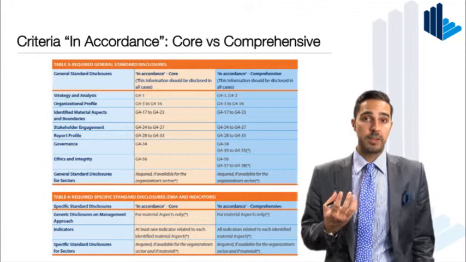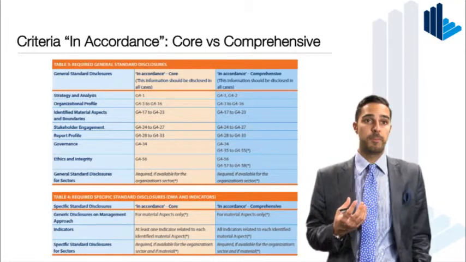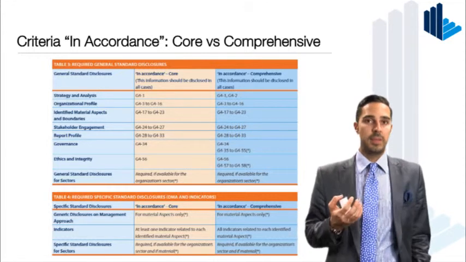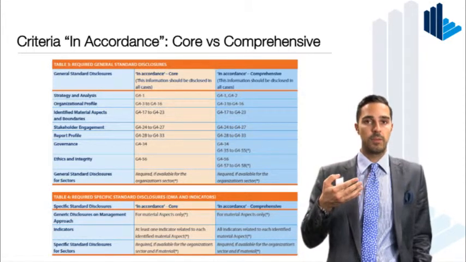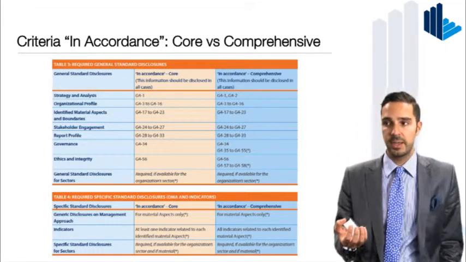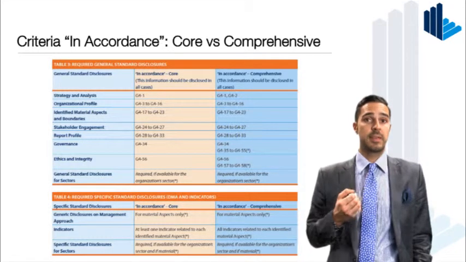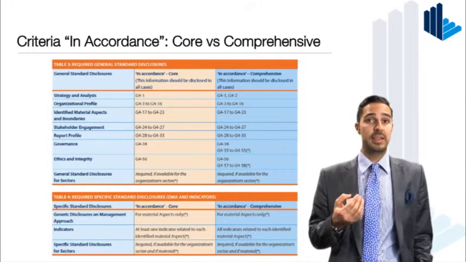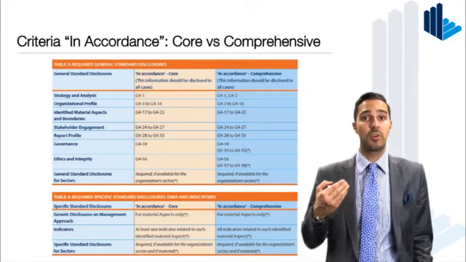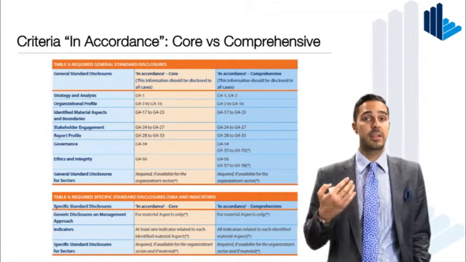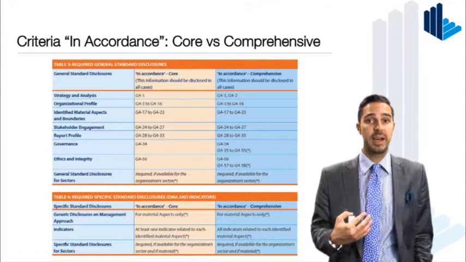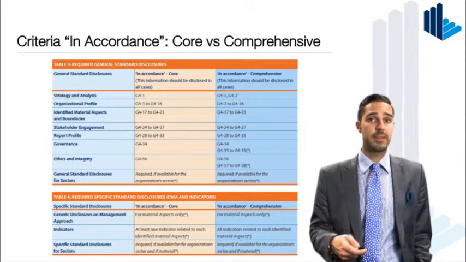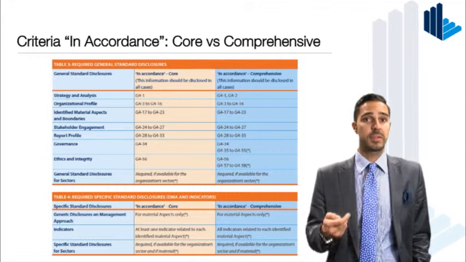Basically, you can decide to develop your report at different levels. There are two levels. There is what is called the in accordance core reporting. This means you develop the basic indicators that really describe your business activities, or you can develop what is called an in accordance comprehensive report. This means you are disclosing all indicators that are suggested by the GRI. We are going to understand this better when we analyze a sustainability report based on the GRI.